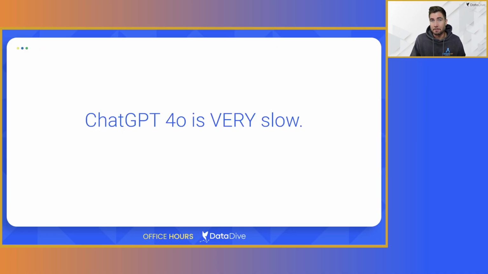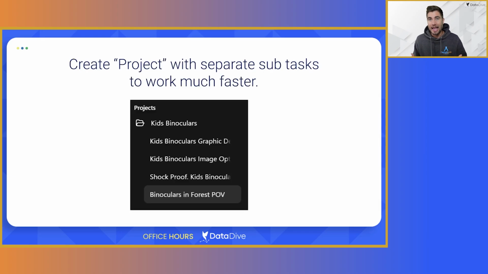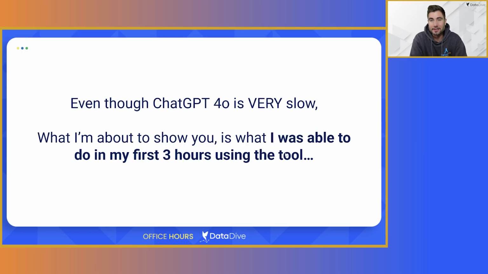Now, a few reminders about the tool. Number one is that ChatGPT 4.0 is very slow. It's going to take a minute to a minute and a half to render each image, but you can quickly overcome this by having multiple images rendering at the same time, and then using projects to have each of these individual tasks inside of the project to keep yourself organized. So you can see I've got a project for kids binoculars, basically a folder, and now I have all of the different assets that I'm trying to create, and they can be rendering simultaneously. Even though ChatGPT 4.0 is very slow, if you benchmark it against a designer, it's way faster than a human creating these on their own.